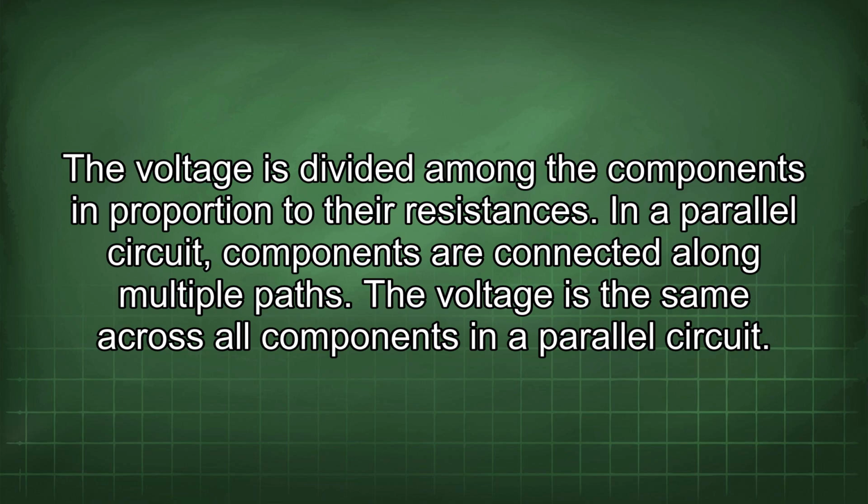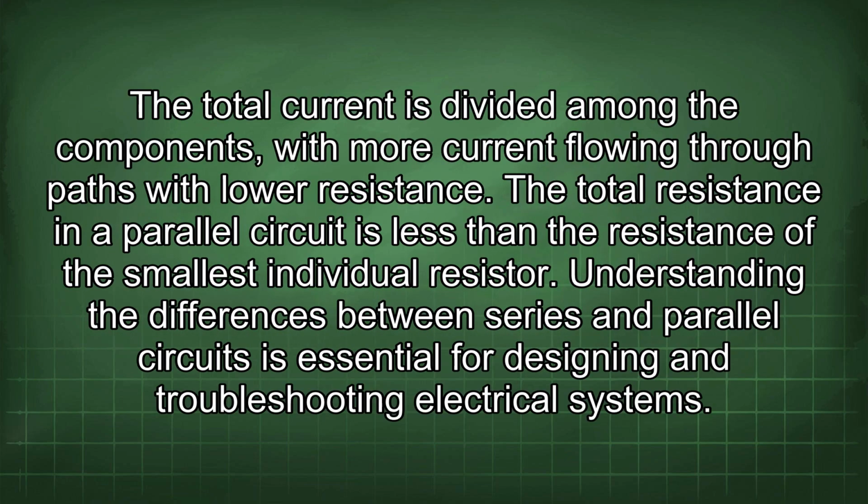In a parallel circuit, components are connected along multiple paths. The voltage is the same across all components in a parallel circuit. The total current is divided among the components, with more current flowing through paths with lower resistance. The total resistance in the parallel circuit is less than the resistance of the smallest individual resistor. Understanding the differences between series and parallel circuits is essential for designing and troubleshooting electrical systems.